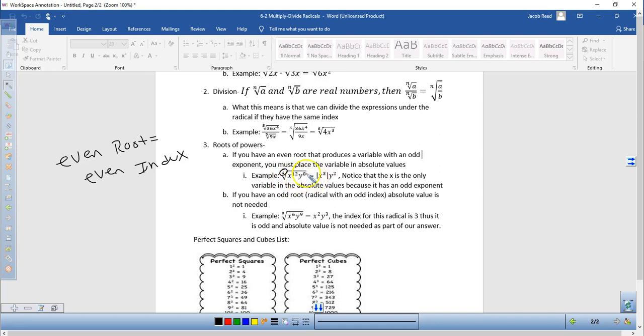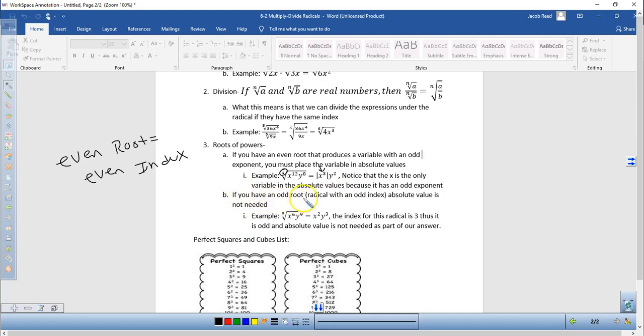Well, x to the 12th, y to the 8th, we're taking the fourth root. How many groups of 4 can I get out of 12? I know I can get 3. How many groups of 4 can I get out of 8? I can get 2. Once we've done that step, we're looking at which one of these exponents is odd. Well, x cubed has a 3. 3 is an odd number, therefore that variable must be isolated with an absolute value. We do not put them both, only the odd ones. Now, if there are multiple odd ones, we would put multiple odd variables in the absolute value.